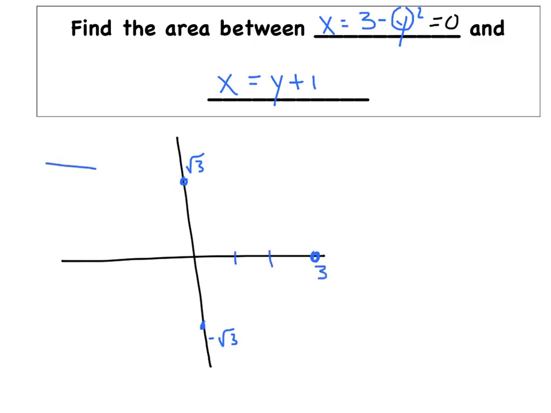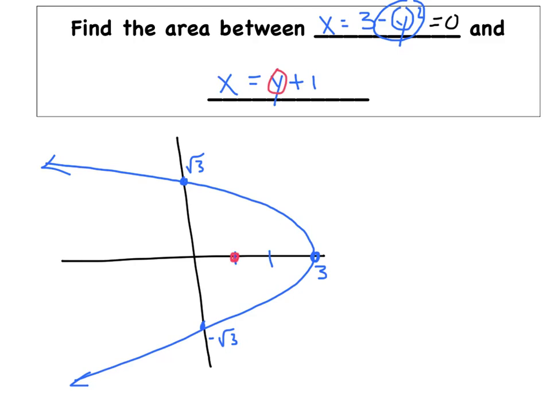So my parabola is going to open to the left, and the reason it's opening to the left is because the y squared was negated up here. So there's my first function. Now my second function is just linear. If you want to find the x-intercept, you would substitute a 0 for y and get a 1. If you wanted to know the y-intercept, you'd substitute a 0 for x and get negative 1, which would be down here a little bit. And so we get a nice linear function that looks like this.